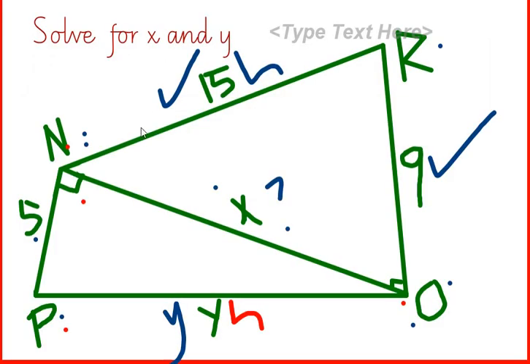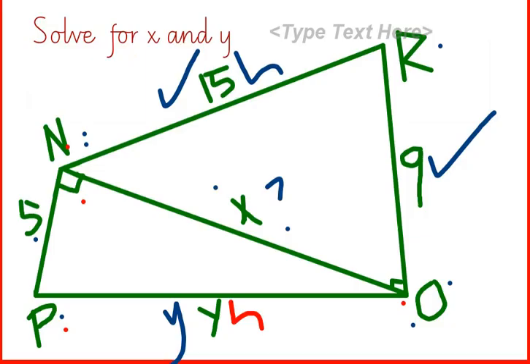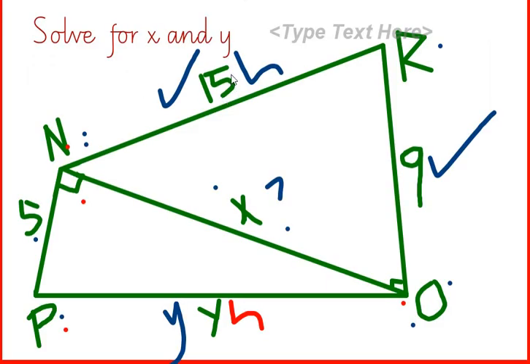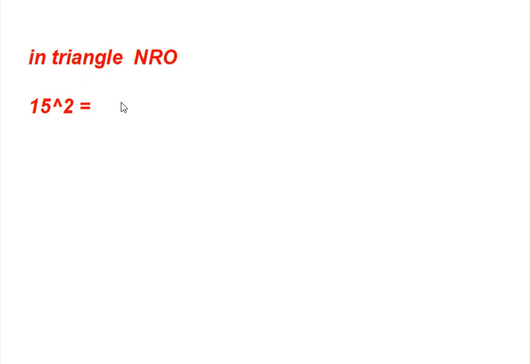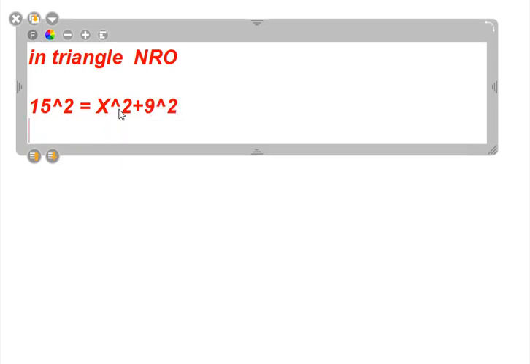So in triangle NRO, what's our hypotenuse? Our hypotenuse is 15 squared. 15 squared is equal to this squared plus that squared. So x squared plus 9 squared. So we can write that: x squared plus 9 squared gives us 15 squared.